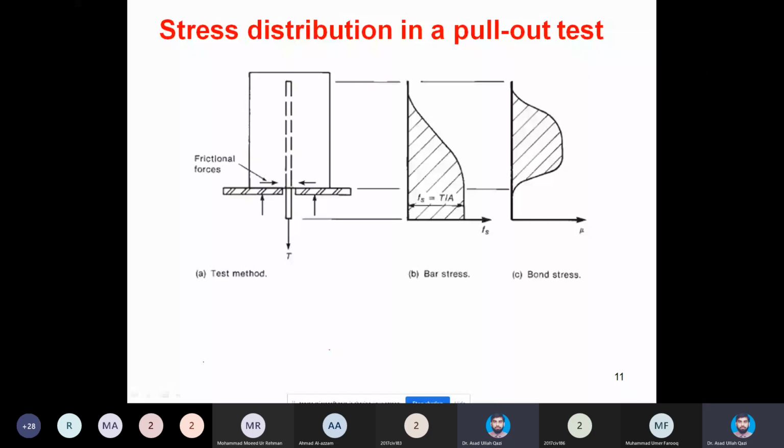Now, a simple pull out test. Very important test and simple to perform in laboratory, and you will see in the test flow laboratory some MSc students are performing this test. It has some demerits and some merits as well. I will talk about them. Just take one important aspect.